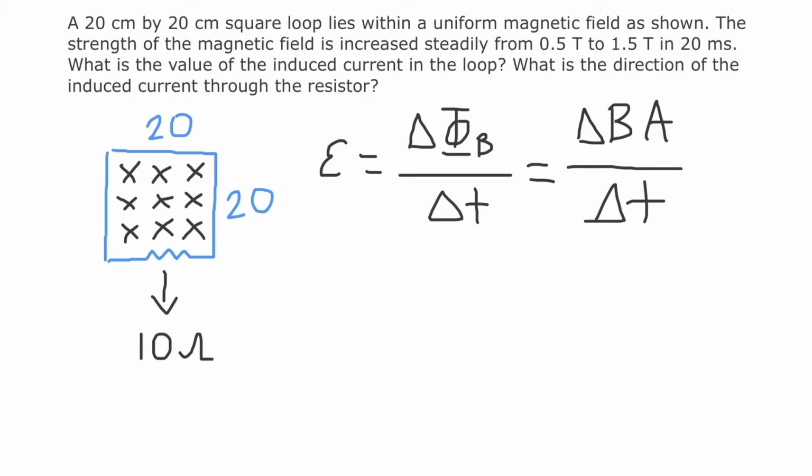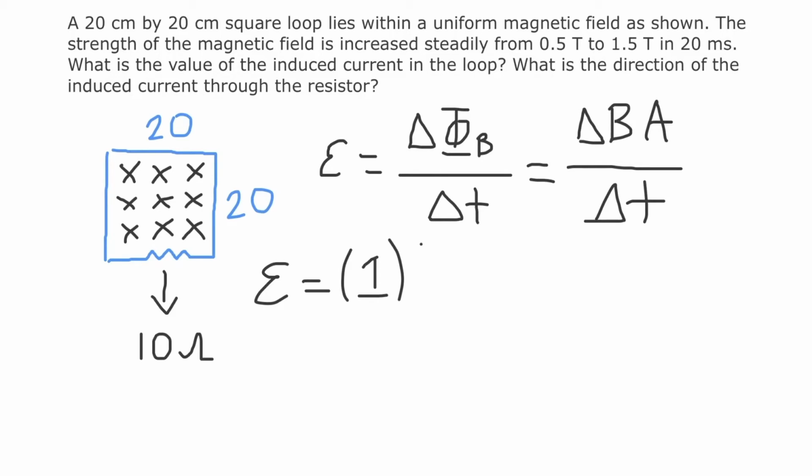So now we can plug in numbers to find our induced EMF, and that'll help us to find the induced current. So we can say that the EMF is equal to delta B. We know that the strength of the B field changes from 0.5 teslas to 1.5 teslas. So the change in the magnetic field is just 1 Tesla over this 20 millisecond period. So we'll just write the 1 here to help out with putting in our values so we can see what we're doing more clearly.